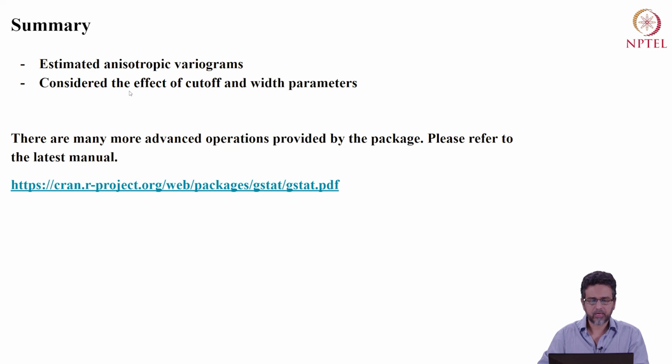So what did we do today? We estimated anisotropic variograms, something that can be very, very useful. Anisotropy is a property of most spatial processes. There are very few spatial processes that are truly omnidirectional or isotropic, the same in every direction. And we also considered the effect of cutoff and width parameters on the final estimated result.